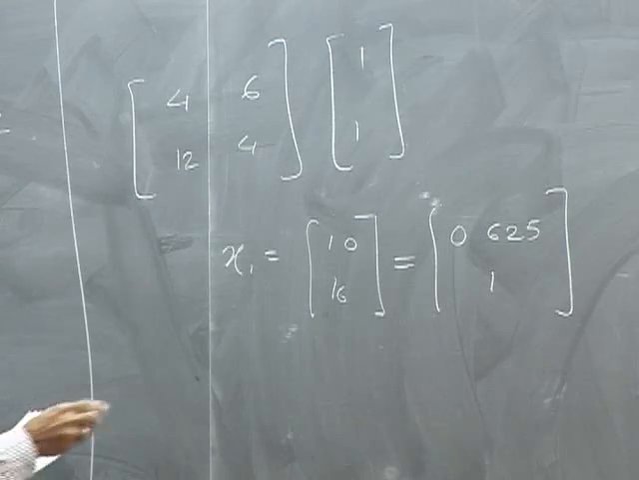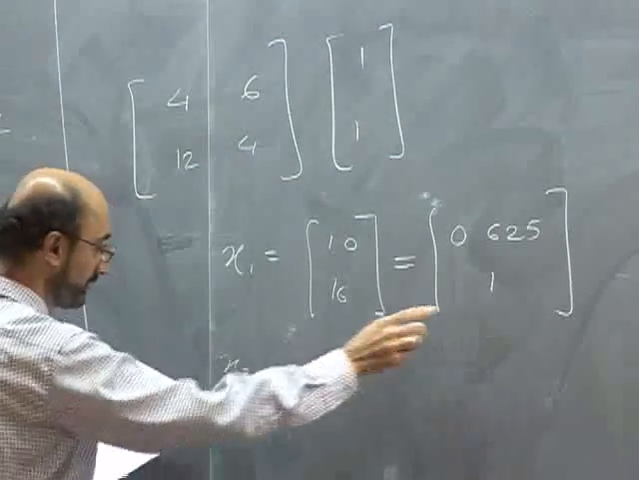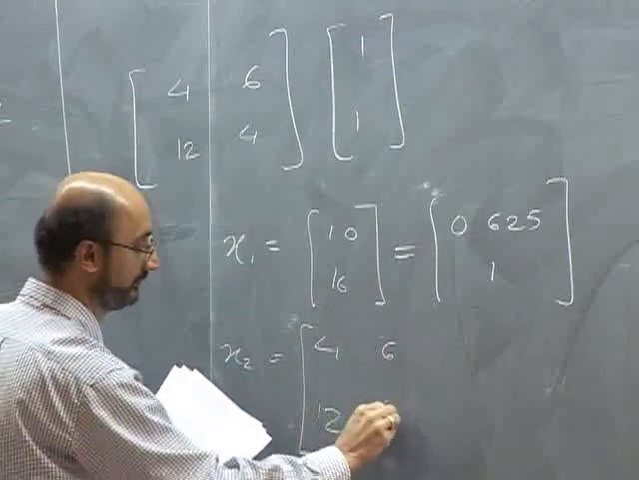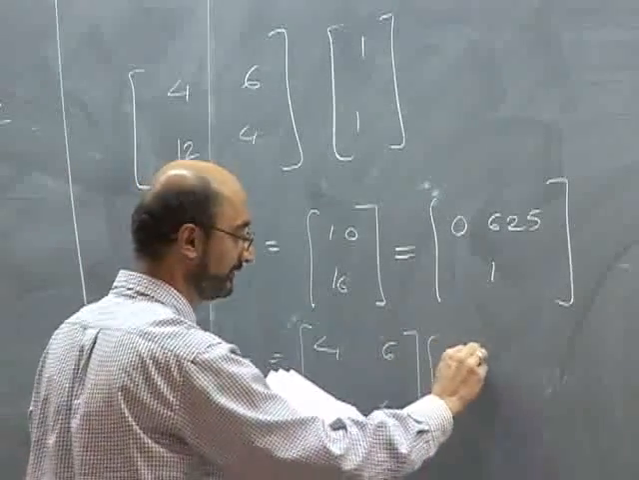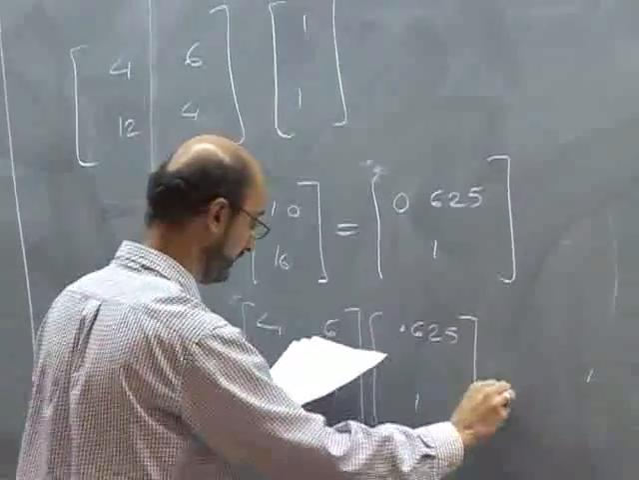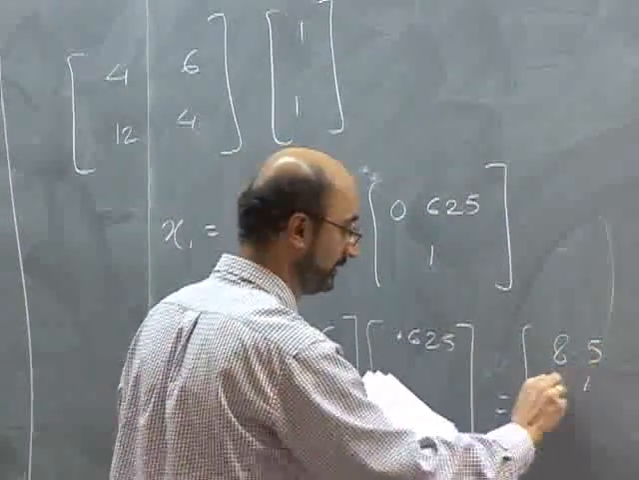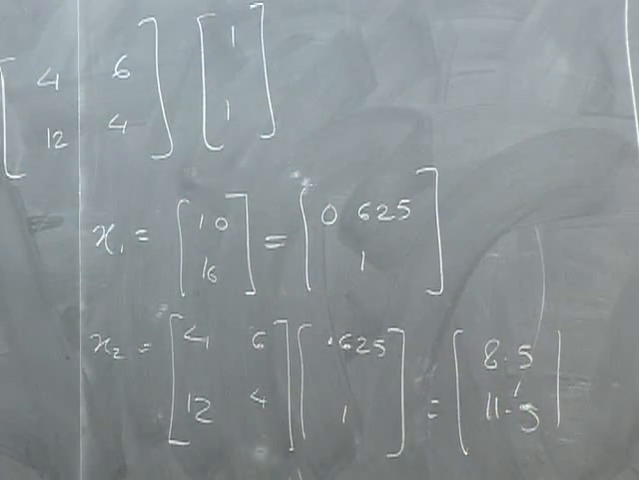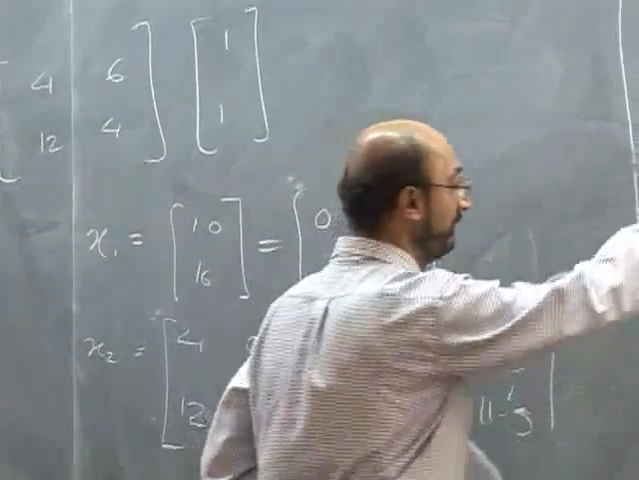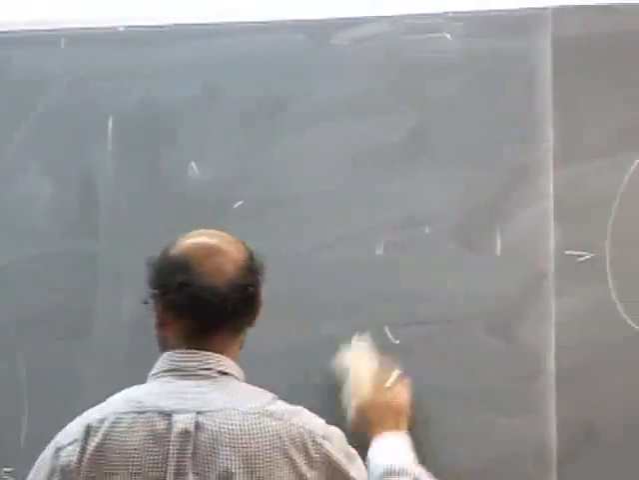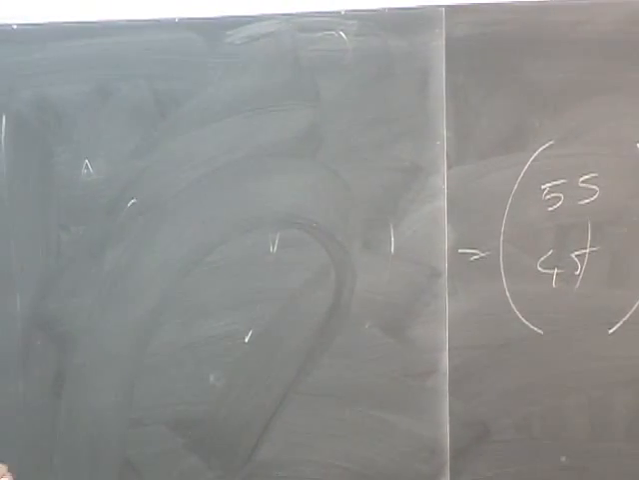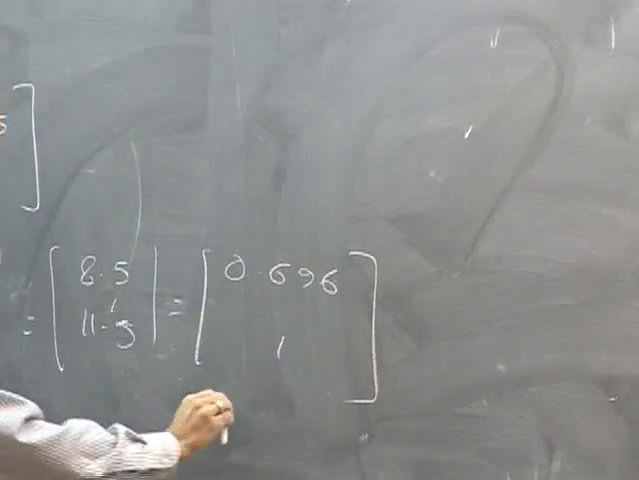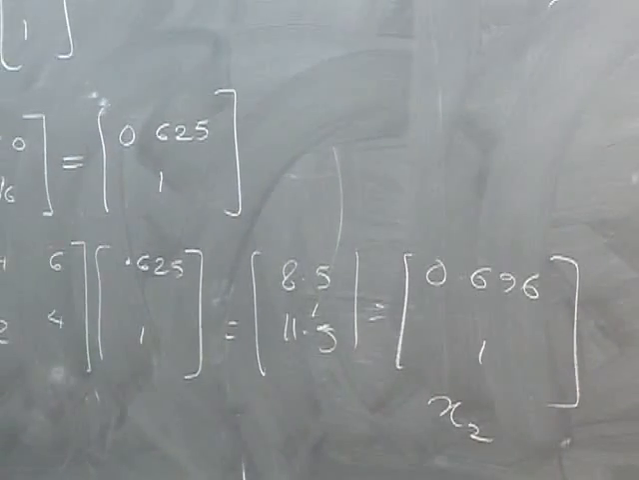Okay, and then using this, we get x2 using this one over here, which is 4, 6, 12, 4 multiplied by 0.625, 1, and that gives us the vector 8.5, 11.5. Okay, and 8.5, 11.5, we're going to renormalize this again. And we get over there the vector 0.696, 1. Okay, this is going to be x2 after renormalization.